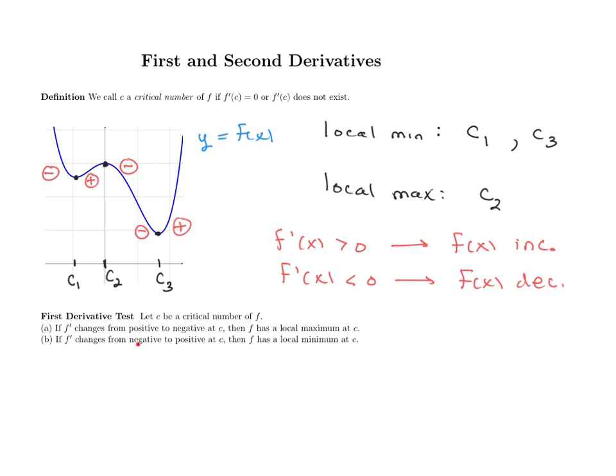Likewise, if the derivative changes from a negative to a positive number, it must mean there is a local min. That happens here and here. So to summarize, the reason we want to focus on critical numbers is because that will be the location of a potential min or a max. We can then use the derivative to determine which one it is.